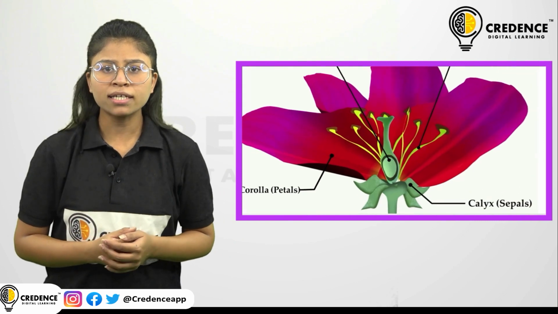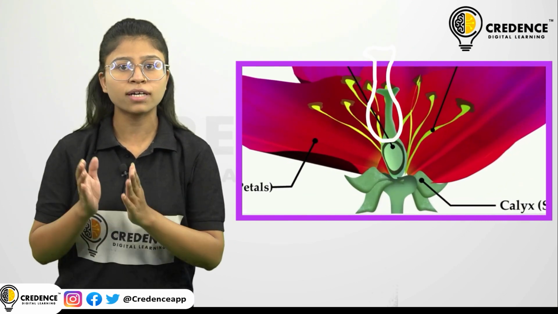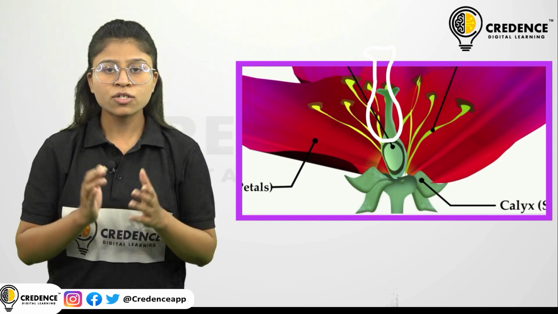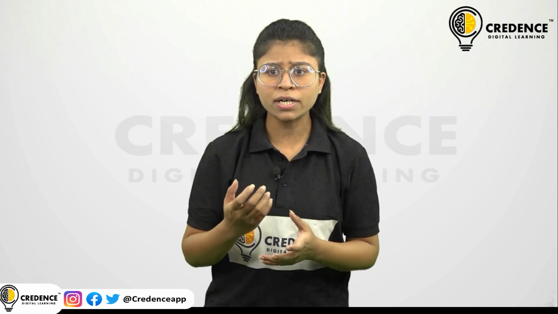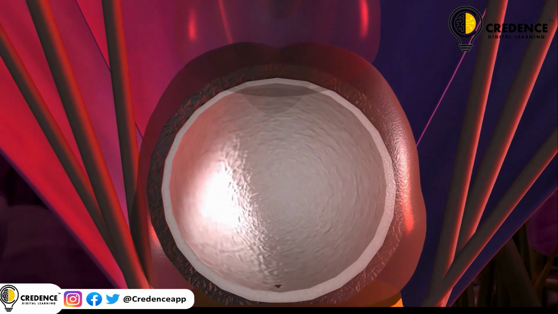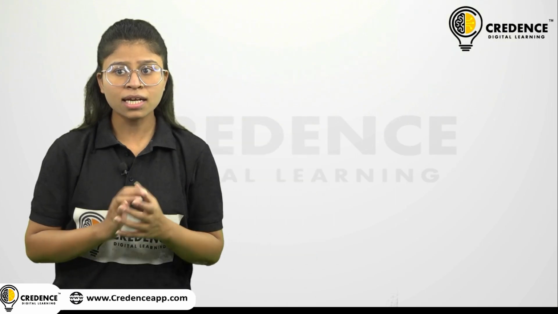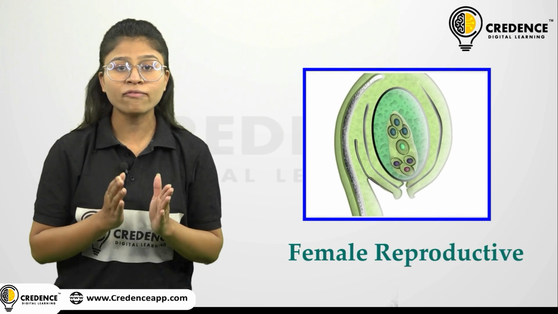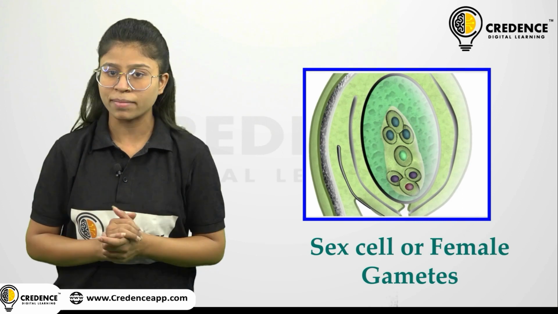The female reproductive part is a flask-shaped structure present in the center of the flower. As we have seen the male and female reproductive parts, this female reproductive part present in the center is responsible for making ovules and stores ovules inside it. These ovules are the female sex cells or female gametes.